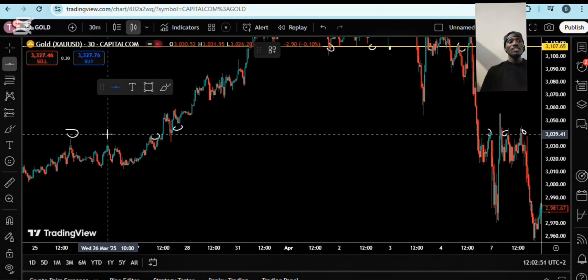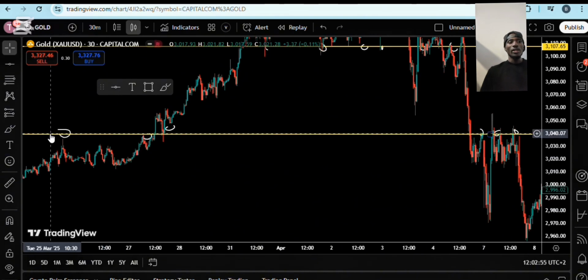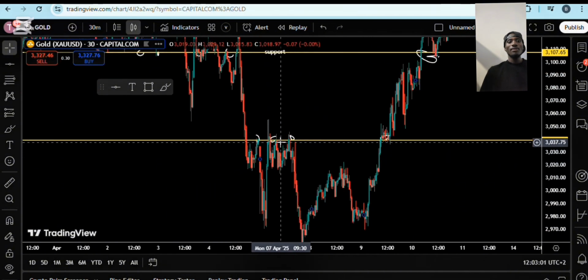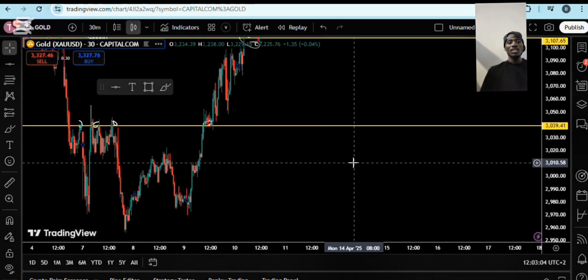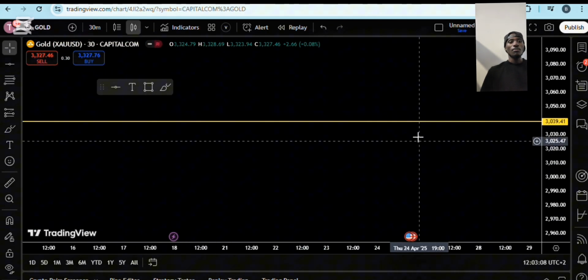That is always how you must draw your support and resistances, right? You connect the dots and you come up with a line. That is a ruler, right? You connect the dots, then you come up with a line, and you can see that the price is respecting this area. So that is what you call an area of resistance or supply.